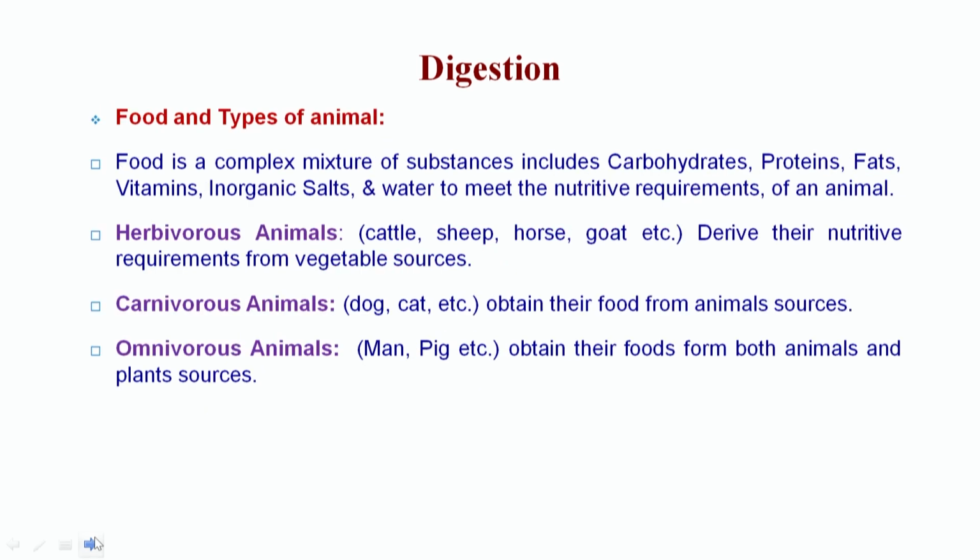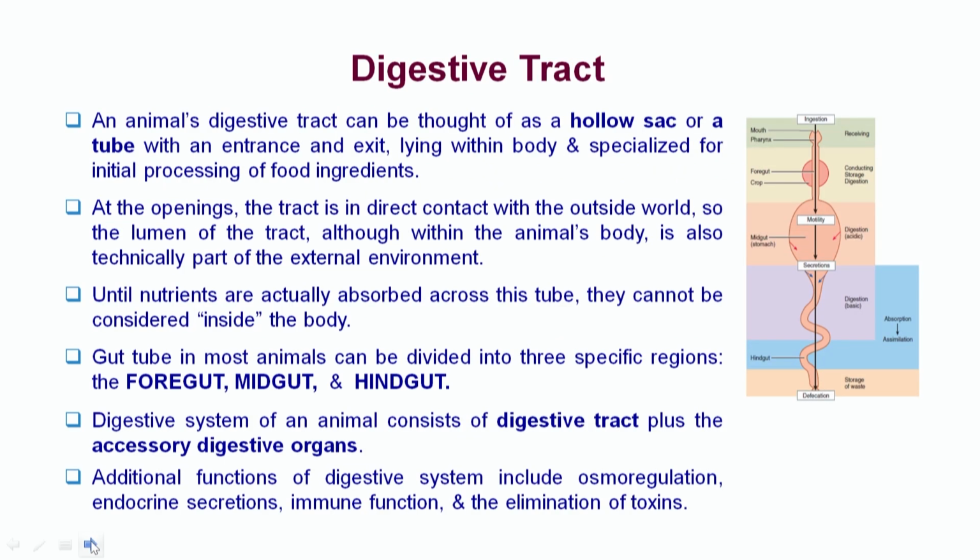If you see food and types of animals, there are different types of food and the animals are different. Some animals are herbivores, which eat only grass, another type is carnivores, which rely on meat as their source of nutrition, and omnivorous animals eat both meat as well as green fodder.